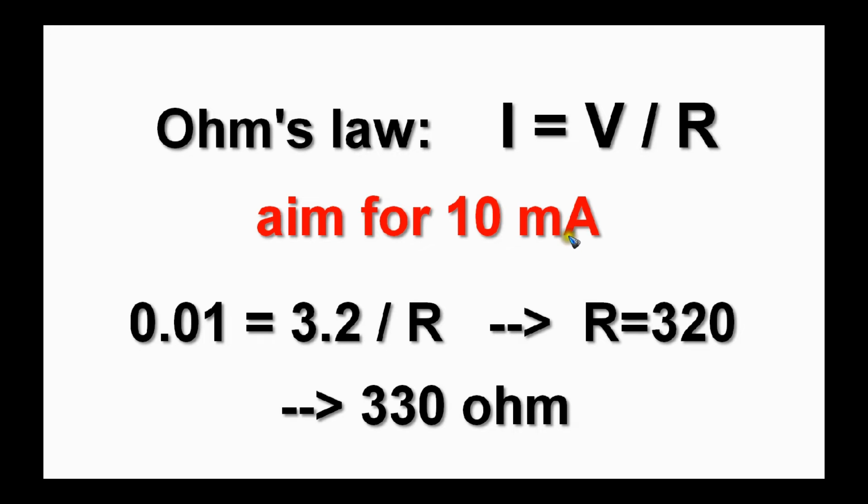So with 10 milliamps, the calculation says I need a resistor of 320. In the normal range that does not exist, but 330 does. So that's the one we can start with. And then we experiment with how bright the light is.